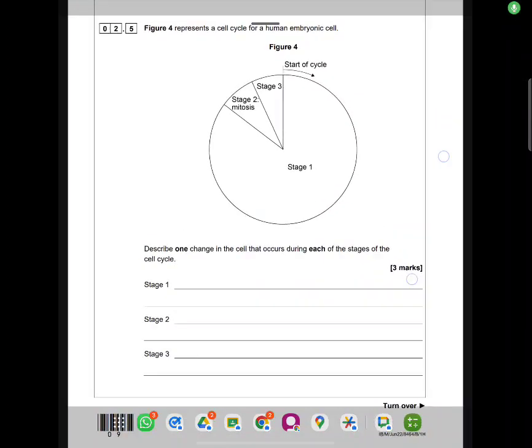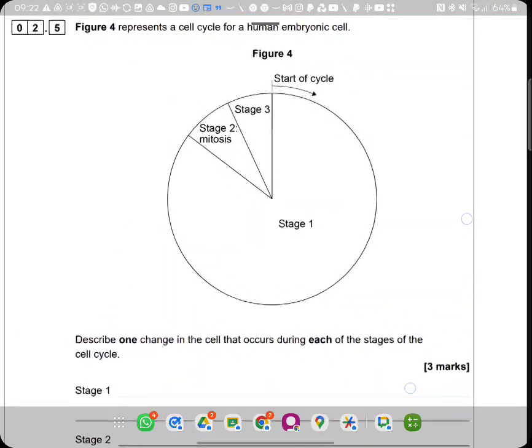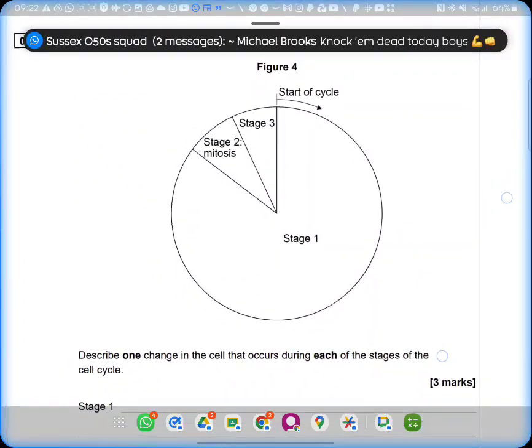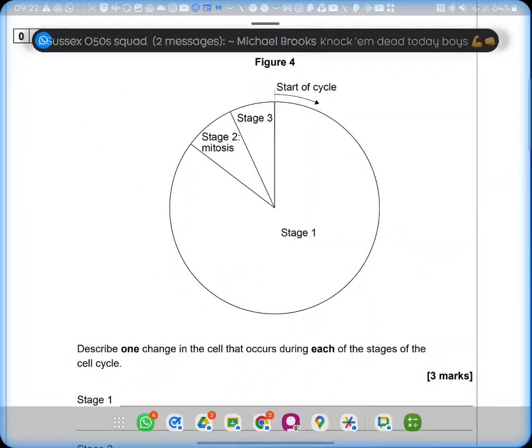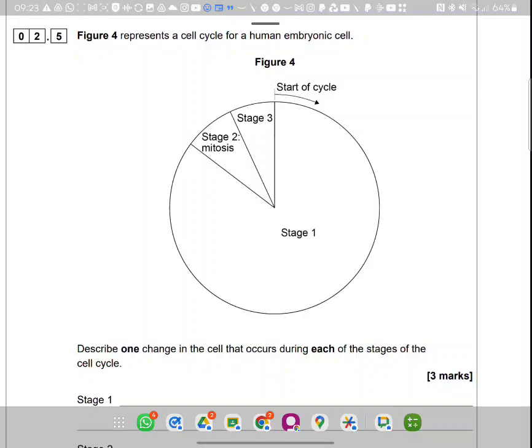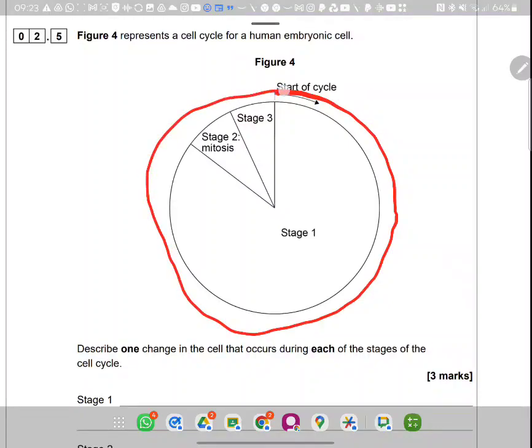So mitosis, if we look at this, this is a typical question on mitosis and the cell cycle. If we look at this diagram, we can see here that the whole cell cycle is 360 degrees, and that mitosis itself only represents a small part of it. And stage 3 here is called cytokinesis, which is the cells splitting apart.